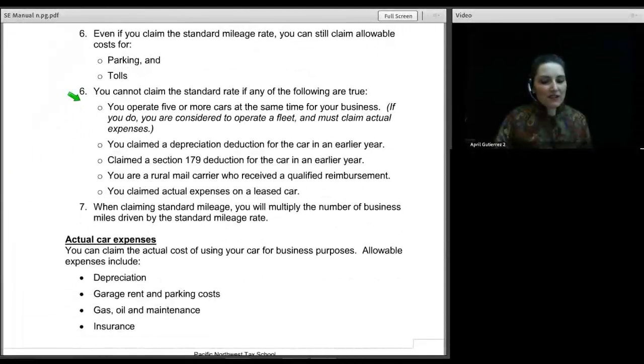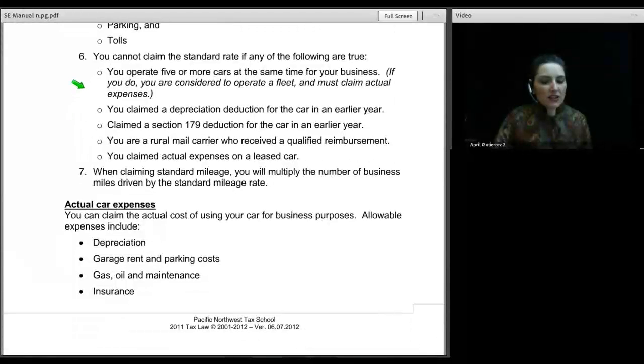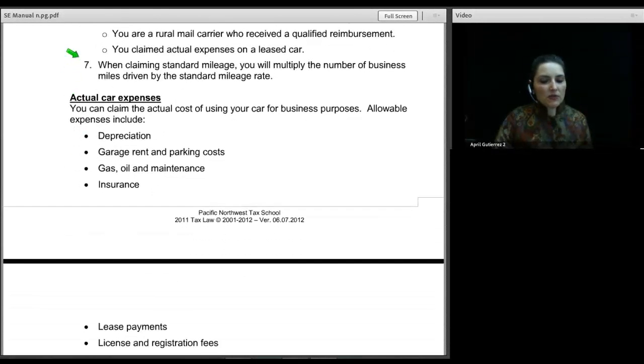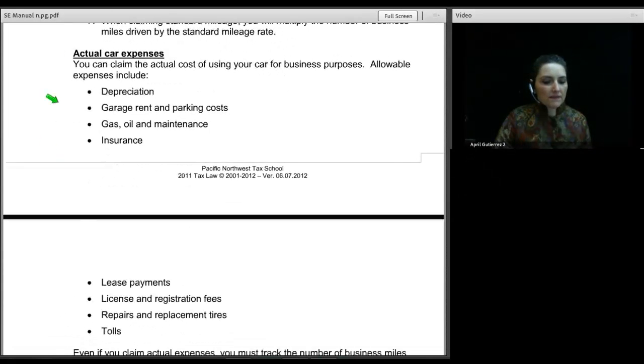You cannot claim the standard mileage rate if any of the following is true. You operate 5 or more cars at the same time for your business. You claimed a depreciation deduction for your car in an earlier year. You claimed a Section 179 deduction for the car in an earlier year. You are a rural mail carrier who received a qualified reimbursement. You claimed actual expenses on a leased car. When claiming the standard mileage rate, you will multiply the number of business miles driven by the standard mileage rate.